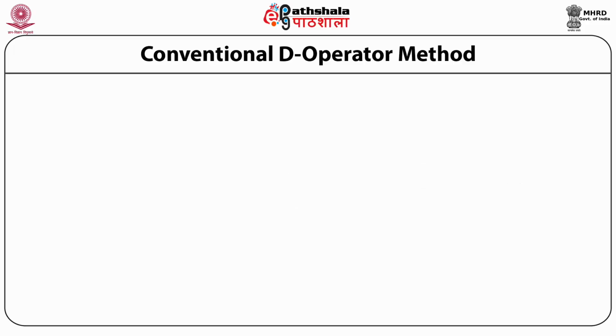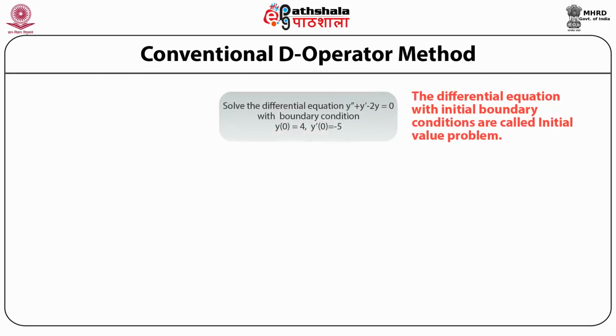Conventional D operator method. Let us say you have to solve the equation, which is y double dash plus y dash minus 2y is equal to 0 with a boundary condition y of 0 is equal to 4 and y dash of 0 is equal to minus 5. The moment you specify of 0 of something, then it becomes the initial condition. So they have given the function value y at, let's say, space time is equal to 0, it's 4, and the gradient, which is y dash of 0, is equal to minus 5. Then these become the initial value problem.